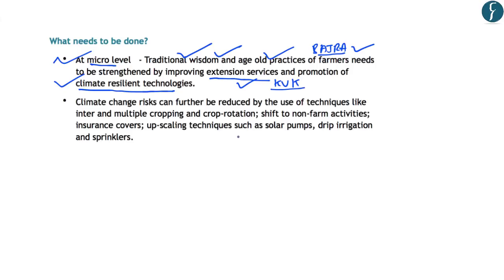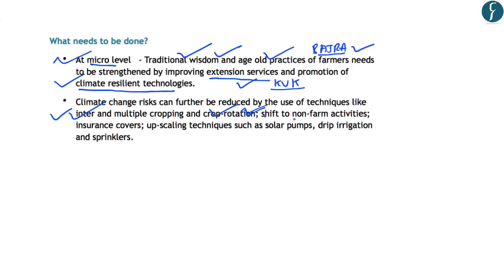Further, to make the agriculture more climate change resilient, it has been highlighted that the climate change risks can be further reduced by the use of techniques like intercropping, crop rotation, etc. Now here you should note that intercropping means sowing of 2 or more crops in a piece of land. So in case of a drought, if one crop fails, the other crop can hedge for the risk of the farmer. Further, there should be use of crop rotation which will help in restoring or protecting and conserving the nutrients of the soil.